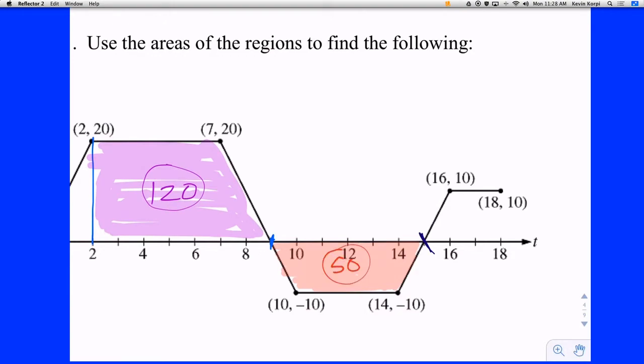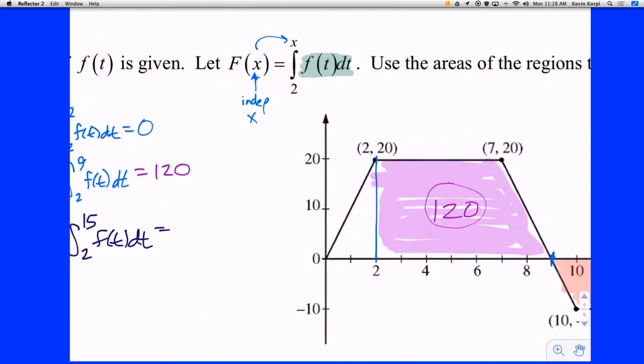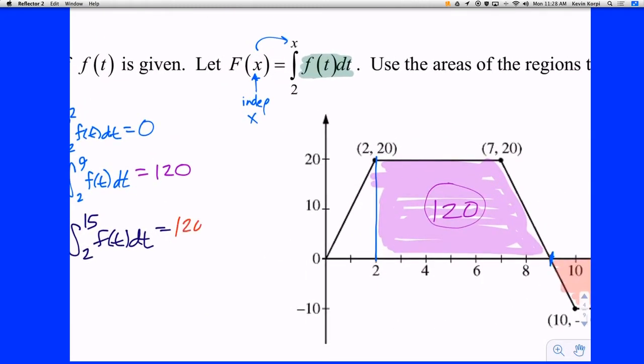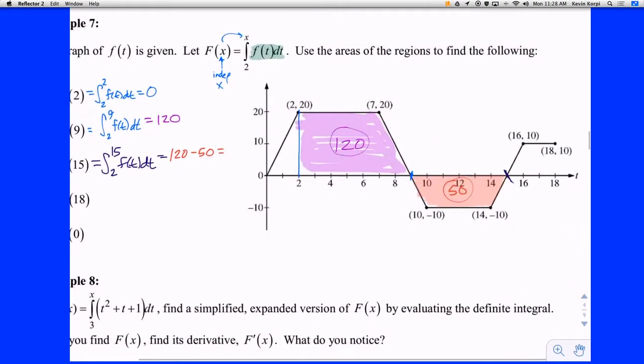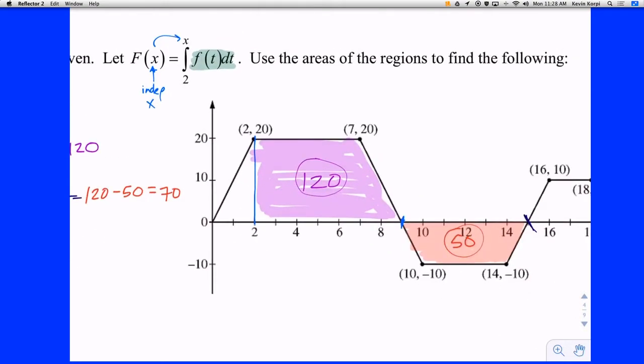Well, the area is 50, and then I can assign it a positive or negative value depending on what I'm doing. Now that I have that, I can use those numbers in my calculation. It's 120 minus 50. If I show that, there's no doubt where we're getting that number from. Now we can compute it, and we get 70. So it's not a real difficult concept.